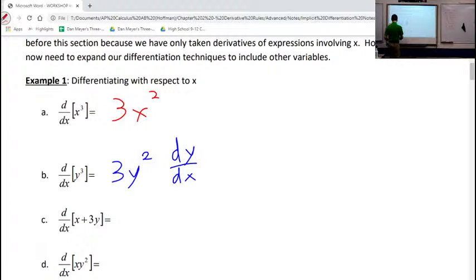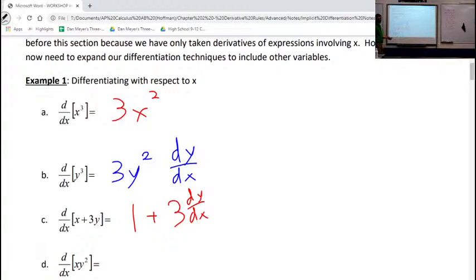Next, derivative of x plus 3y. Derivative of x is just 1, plus derivative of 3y is 3. But now we're taking a derivative of y, so we need to write a dy dx. We didn't need to write it here because we're taking a derivative of x, but over here we're taking a derivative of y, so we need a dy dx. So we need that dy dx anytime we're taking a derivative of y. If we're taking a derivative of x, it doesn't need to be there.